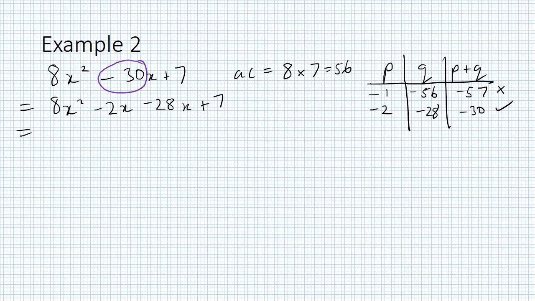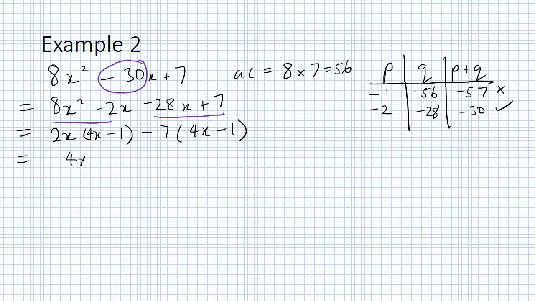So grouping those two. The highest common factor of the first two terms is going to be 2x, leaving 4x minus 1. And then the highest common factor of the second two terms is going to be minus 7, which leaves us with 4x take 1. Now 4x take 1 is a common factor, so we bring that out the front, and 2x take 7 is our second factor.